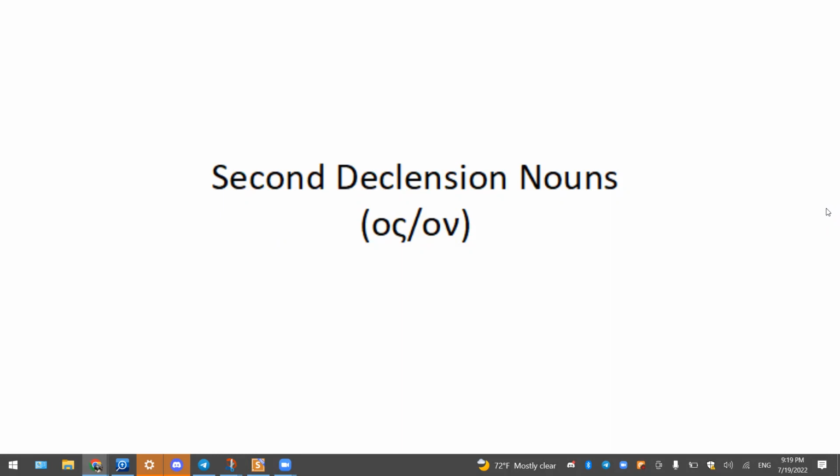This is chapter 4 in Croy's book, where he talks about second declension nouns. The second declension nouns are nouns that end with either os or on. Os, you'll see, is the masculine nominative singular ending, while on is the neuter nominative singular ending. Those are the two types of nouns we're going to introduce today. So let's look at masculine nouns first.